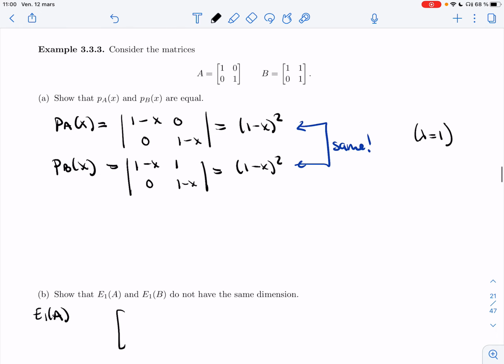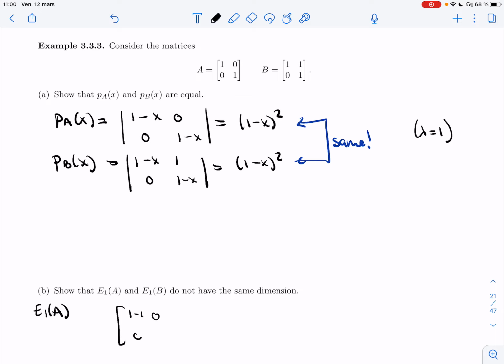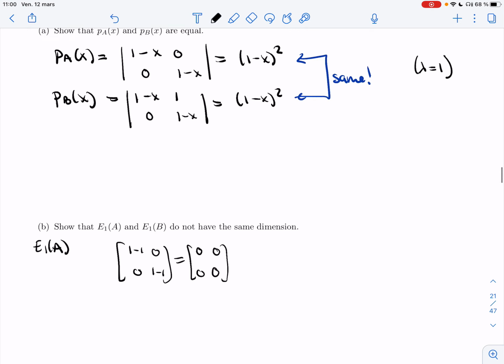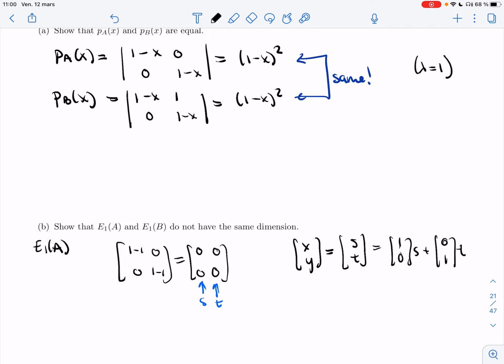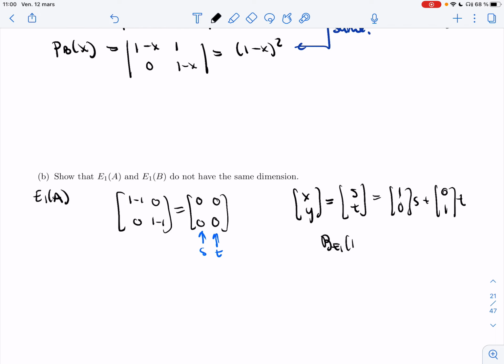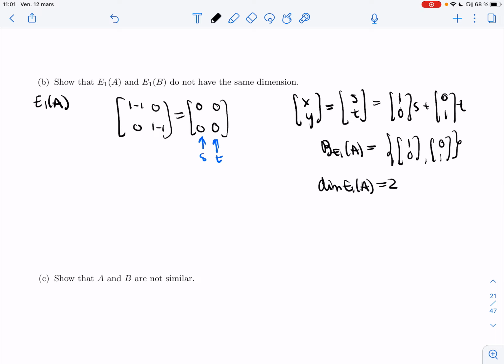That would start with 1 minus 1, 0, 0, 1 minus 1. It's actually just 0. So if I reduce, I still have 0. I have two free variables. And so I get x, y is s, t. So I have (1, 0) s plus (0, 1) t. My basis is (1, 0), (0, 1). And so the dimension is 2.